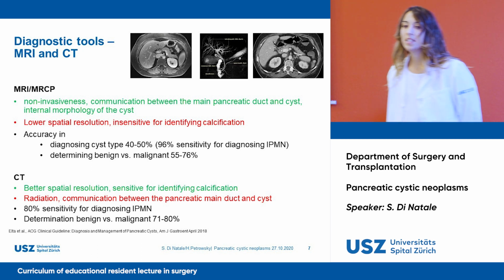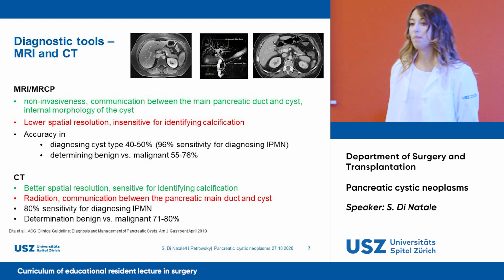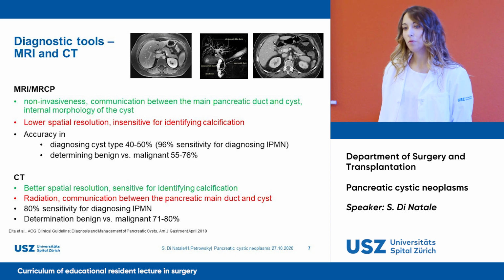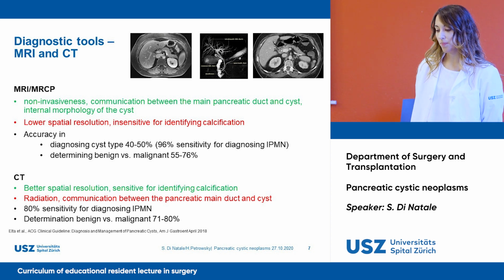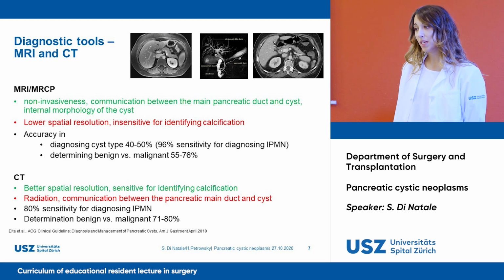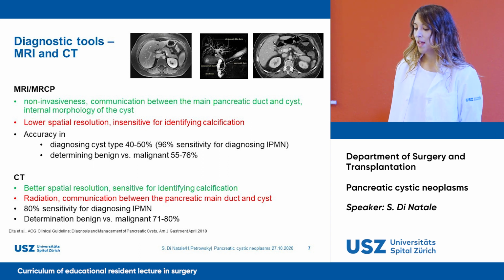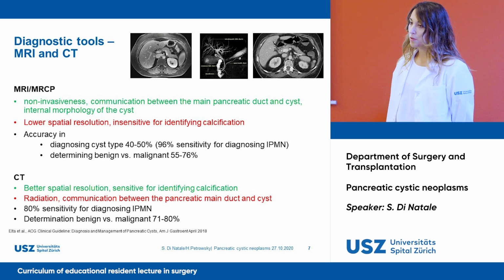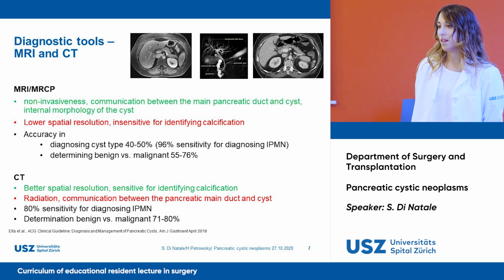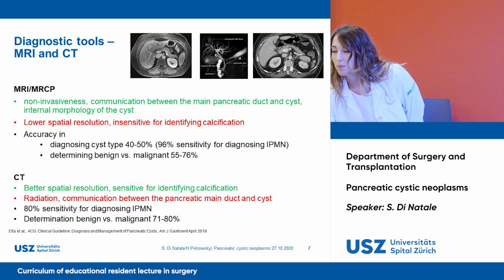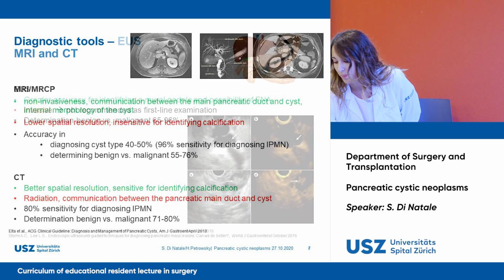Now, comparing the CT to the MRI and MRCP, a better spatial resolution was found, as well as a higher sensitivity for identifying calcifications. Disadvantages are radiation, as well as a lower detection of communication between the main pancreatic duct and the cyst. The CT also has a lower sensitivity for diagnosing IPMN compared to MRI and MRCP. The accuracy in determining benign from malignant pancreatic cysts was found to be between 71 and 80%.